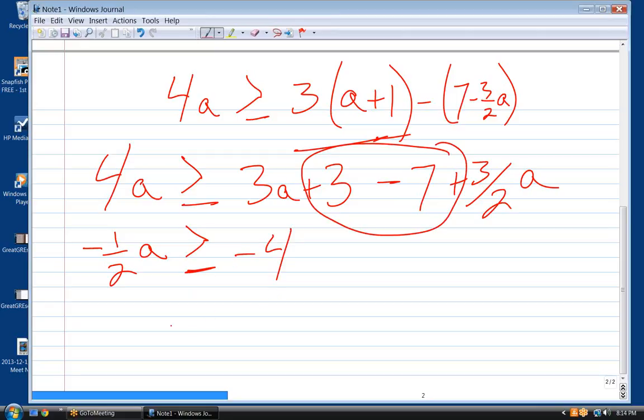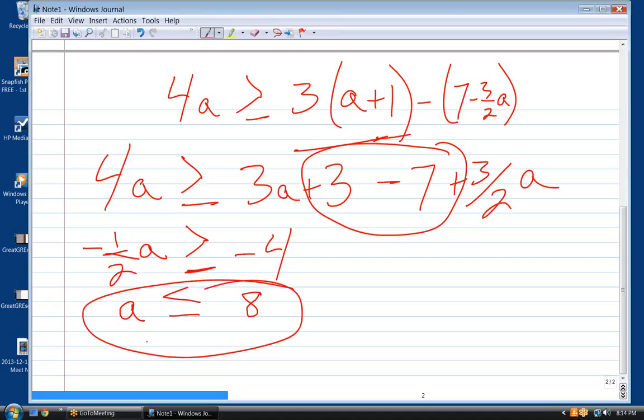Okay, now what do we do? Divide by negative half. Yeah, or I prefer to think of we're multiplying by negative 2. In other words, when we're trying to get rid of denominators, we multiply by the negative 2. So when I multiply the left side by negative 2, I get A. When I multiply the right side by negative 2, I get 8. Because I multiplied by a negative number, I turn that the other way. So A is less than or equal to 8.